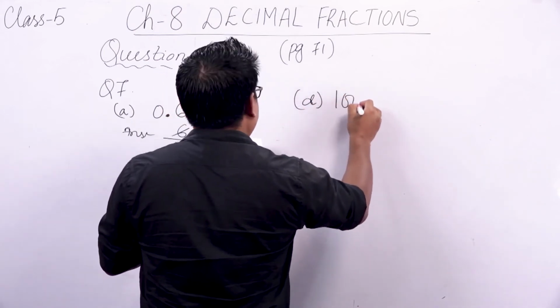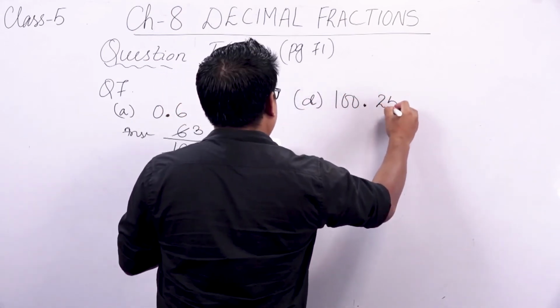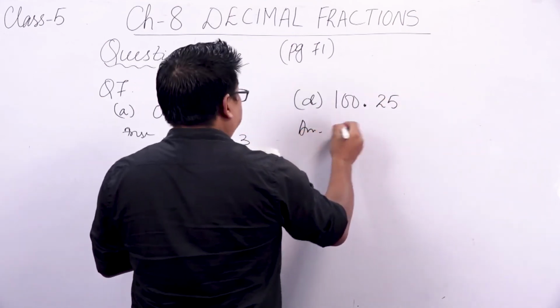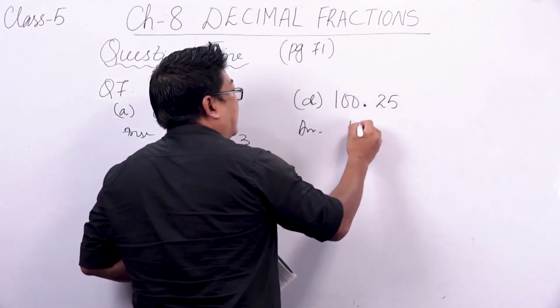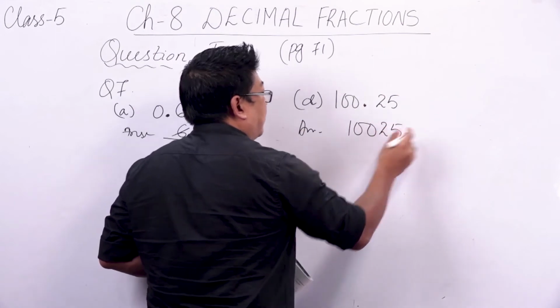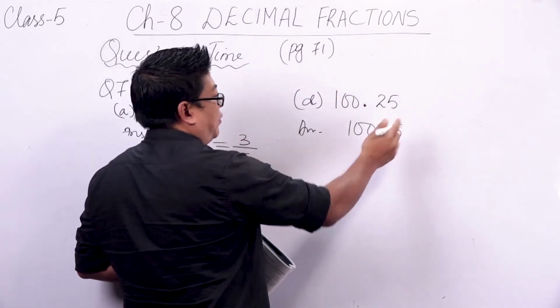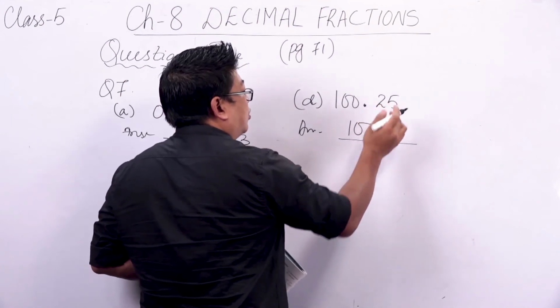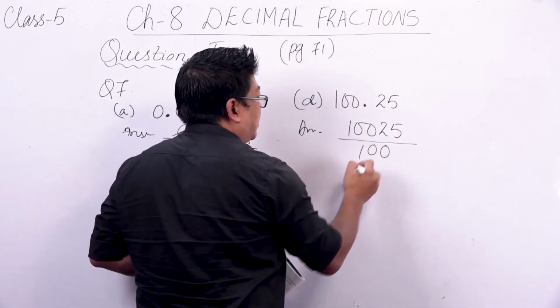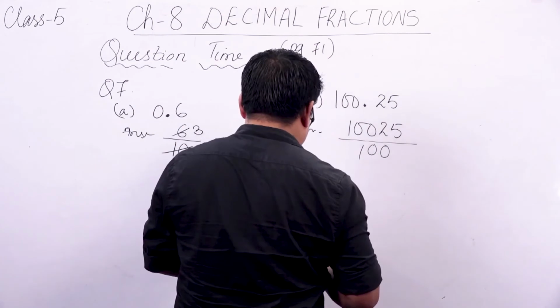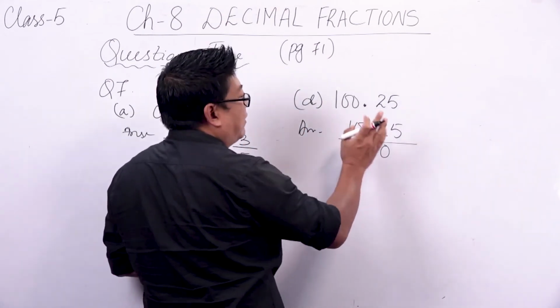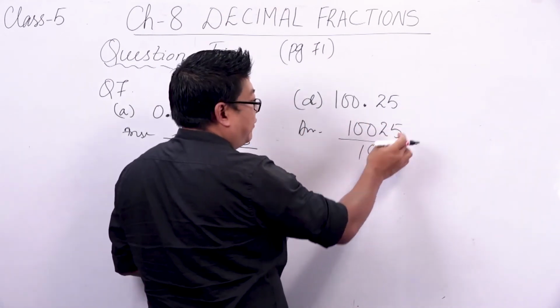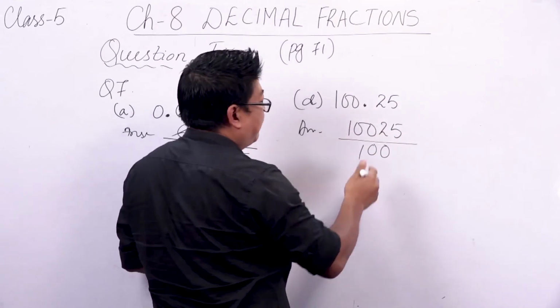D is given as 100.25. So when you convert this, you will get 10025. I'm writing them together without the decimal point. Divide by how many digits on the right? 1, 2. So 2 zeros and 1, right? So we will cancel these with 5, okay? Ending with 5, ending with 0. So this is divisible by 5.